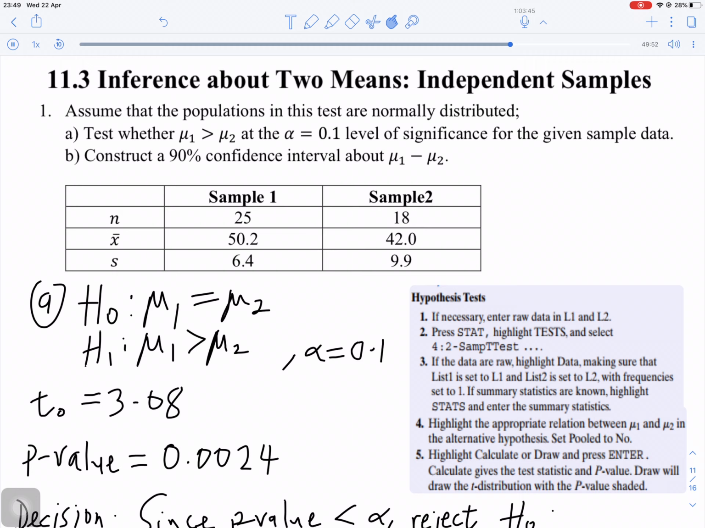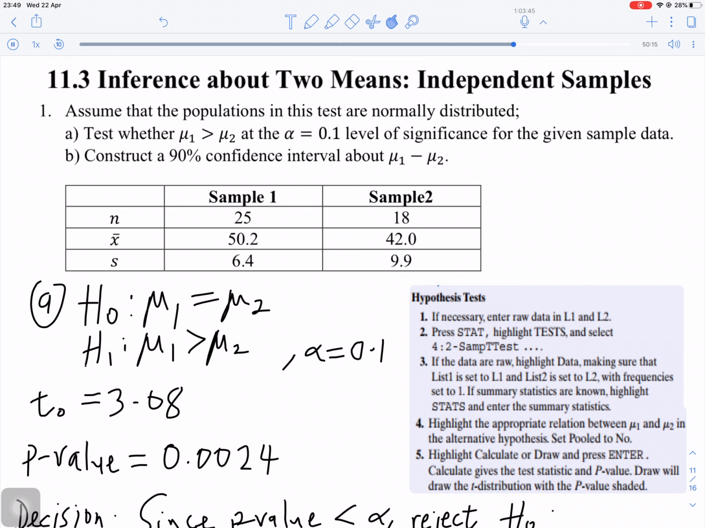So we have a table with our sample data. For sample 1, the sample size n is 25, the sample mean is 50.2, and the sample standard deviation is 6.4. Then for sample 2, we have a sample size of 18, a sample mean of 42, and a sample standard deviation of 9.9.